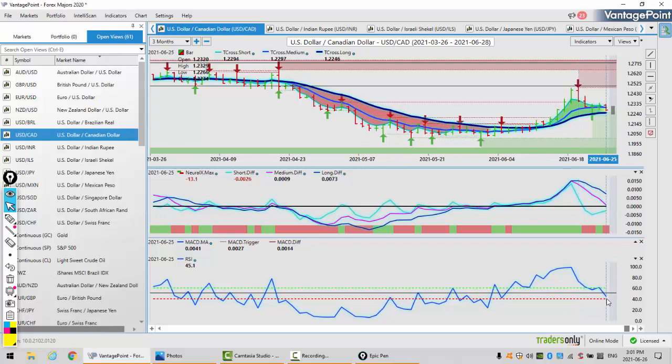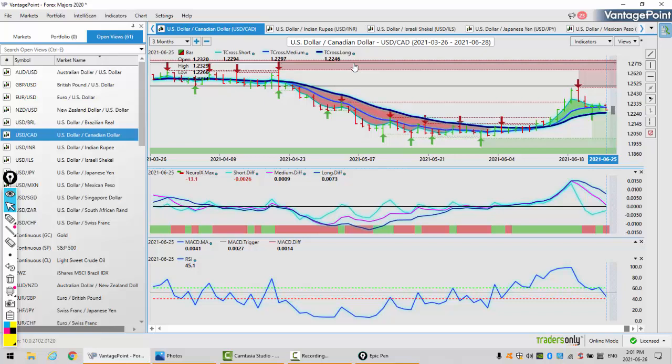And the position of the RSI, you can see it's 45.1. Now, if we can breach this T-cross long at 122.46, then you're going to see another push to the downside. Here's what we need for that, guys. We need oil prices to continue to advance, and we need the S&P 500 to continue to advance.